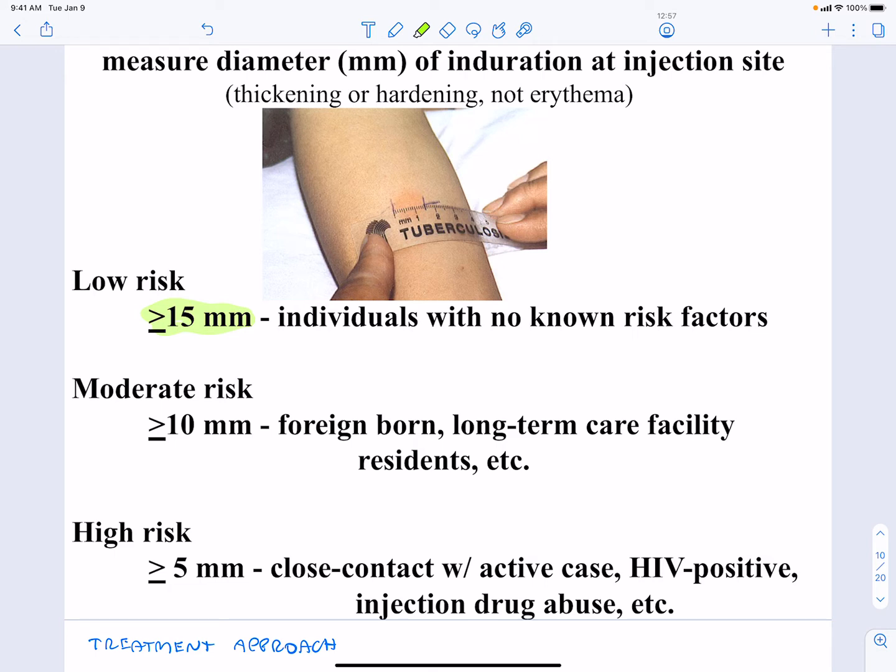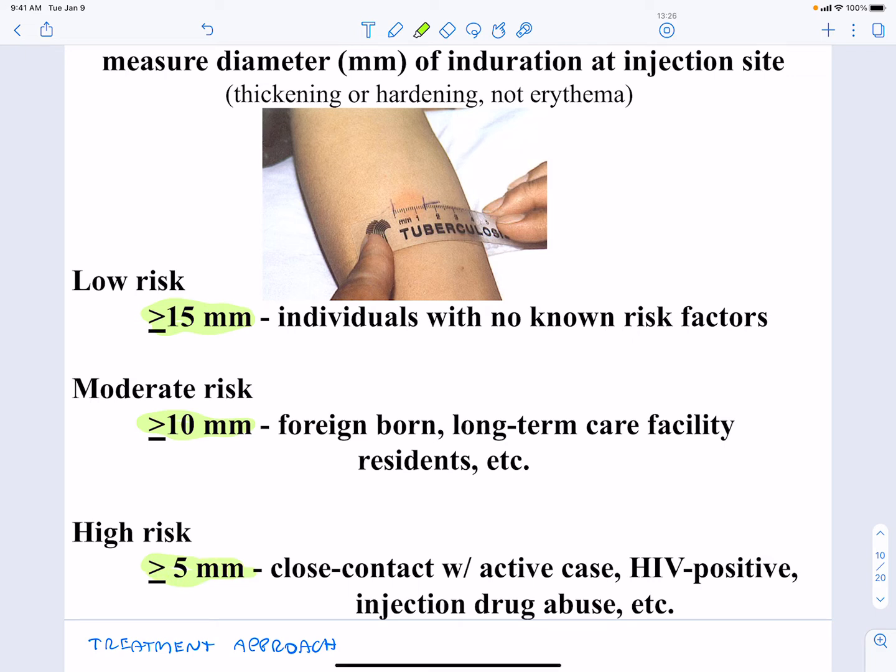If you're a moderate risk, meaning that you come from a country that maybe has a higher incidence of TB, or you're in a long-term care facility, then you would be looking for a smaller induration. And then high risk, which means you had close contact with an actual active case, or you're immune compromised, HIV positive, you use drugs, etc., then you'll be looking for a smaller induration to be positive.